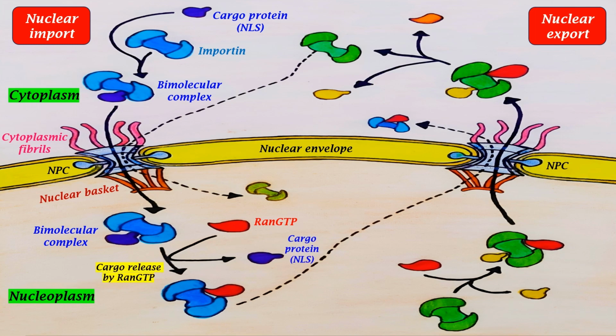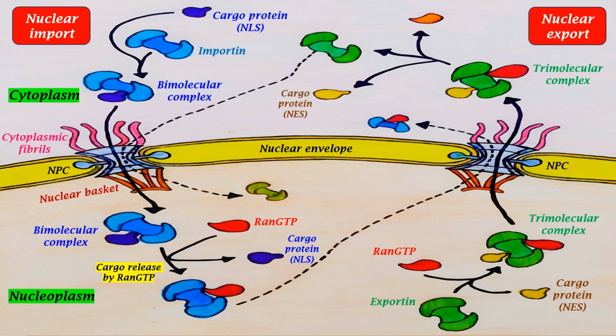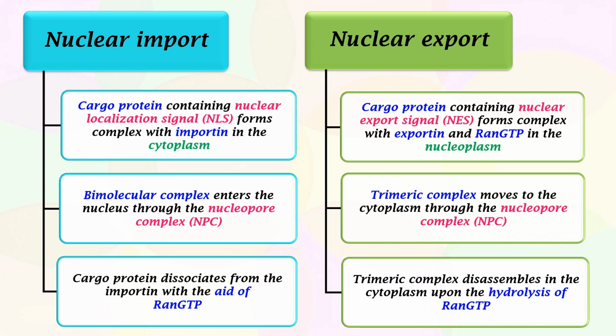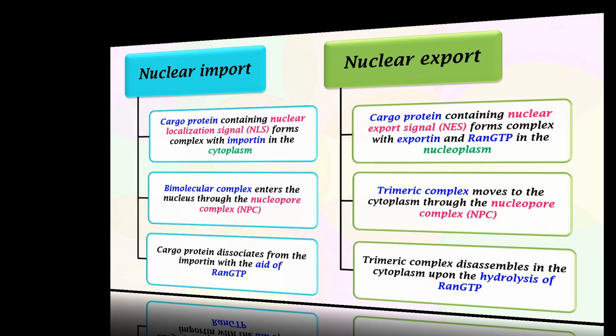Nuclear export starts with the formation of trimeric complex in the nucleoplasm. Cargo protein containing nuclear export signal forms complex with exportin and RAN-GTP. This trimeric complex moves to the cytoplasm through the NPC, and thereafter the complex disassembles in the cytoplasm. Cargo protein dissociates from the exportin upon the hydrolysis of RAN-GTP. As discussed in the previous slide, the sequential processes that occur in nuclear import and nuclear export are listed here.